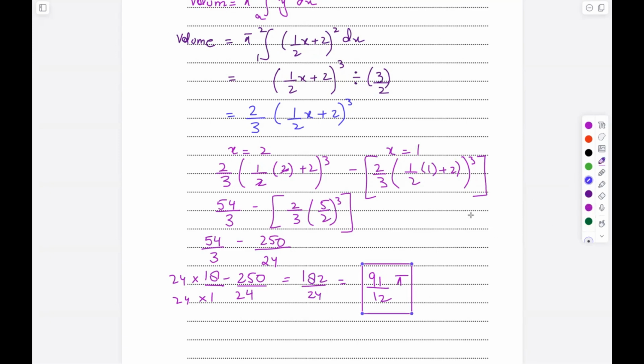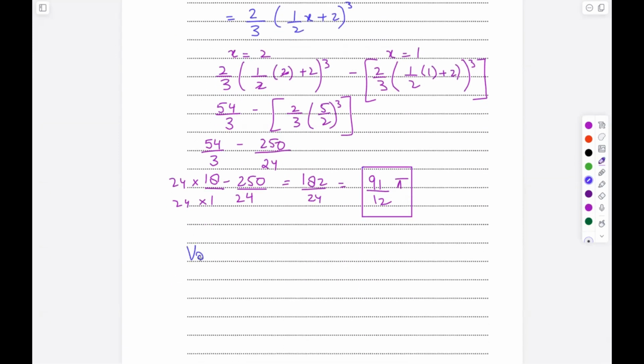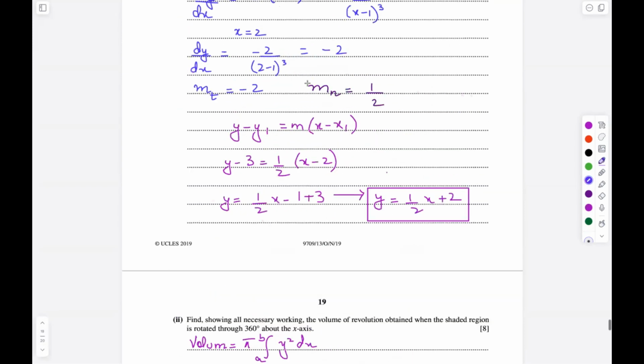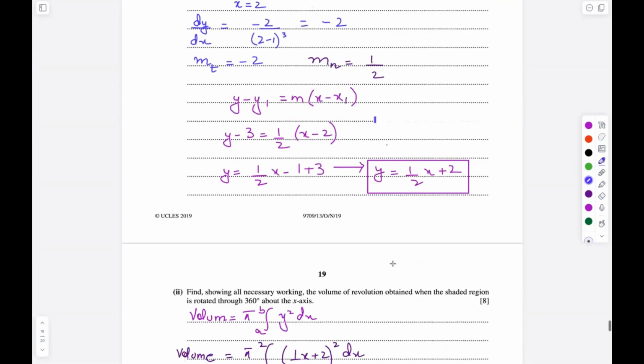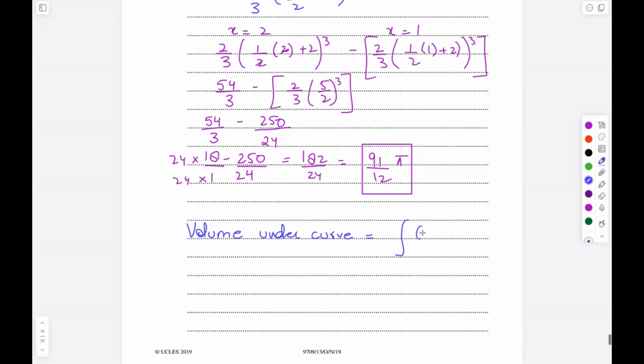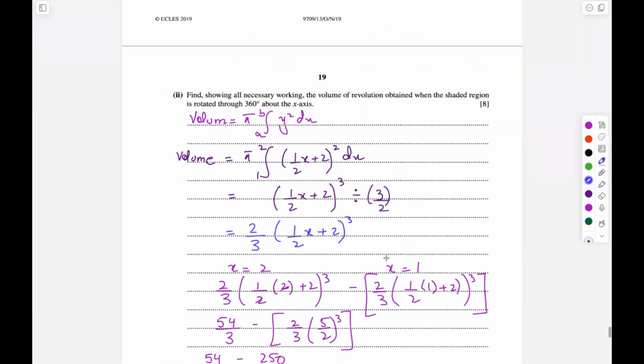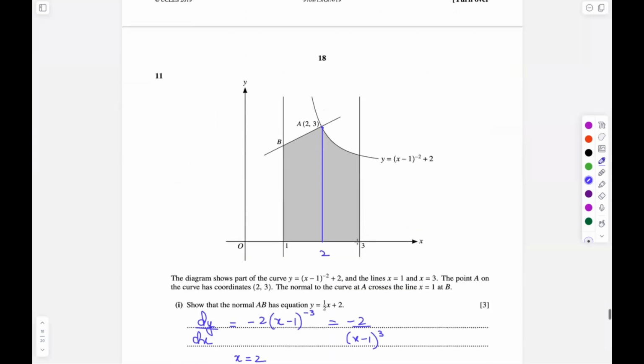Now, once we have the volume under the line, to find the volume under the curve, we'll again use the same formula, and we'll use the equation of the curve. The equation of the curve was y equals x minus 1 to the power minus 2 plus 2. So we'll first have to square this and apply the limits. The limits in this case will be 3 and 2, as we can see over here that the upper limit is 3 and the lower limit is 2.